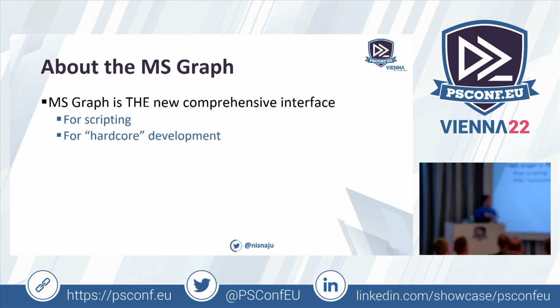The Graph API in general is the new big comprehensive API for all your data in the Microsoft Cloud. Graph API explained in one sentence. It's there for scripting with PowerShell or for also hardcore developers with Java, C# or whatever language you can imagine. It's open for everything. You do not have to install frameworks with that. That is the cool thing about it.